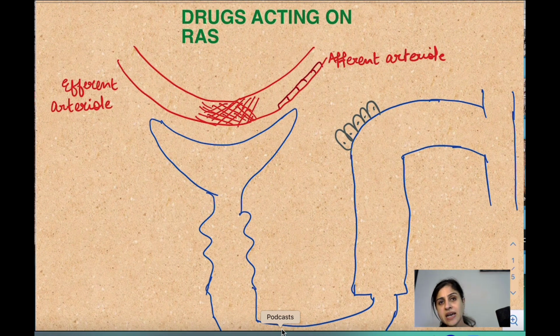So to understand first what drugs are going to act on the RAS, we should know about the RAS first, right? So what is RAS all about? And then we can do the drugs which act on this RAS. So here is a small depiction of what is RAS. What is renin, what is angiotensin, and what are they going to do in our body. So let's get started, right?